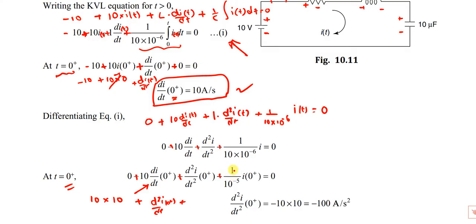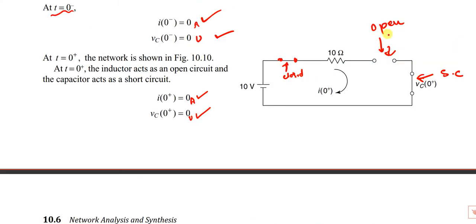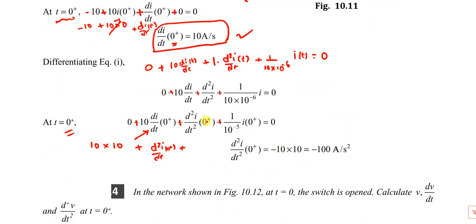I of 0 plus is how much? I of 0 plus is 0, because at t equals 0 plus the capacitor acts as short circuit but the inductor acts as open. So I of 0 plus is also 0, because of the open circuit. So this is also 0. So d square I by dt square is equal to this plus 100. If you bring it to the right side, it becomes minus 100.